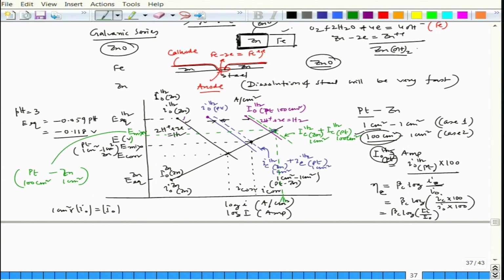And the corrosion rate, this would be my I corr couple, and this I corr couple is nothing but I corr zinc. And this I corr zinc is happening over 1 centimeter square area. So, that means it will go up by a large factor, and the corrosion rate of zinc would increase to a great extent.